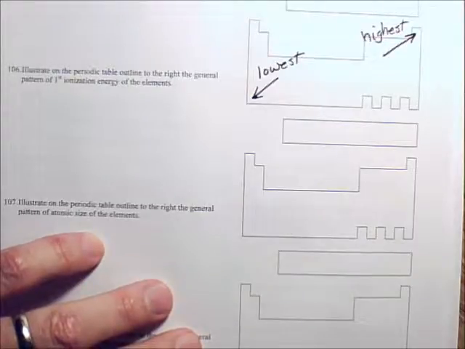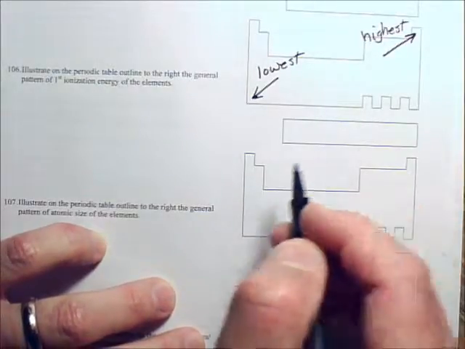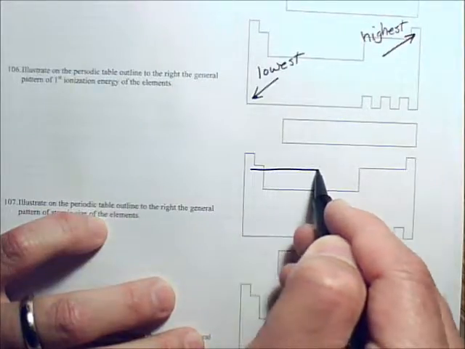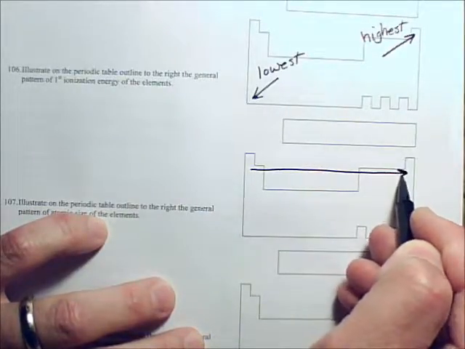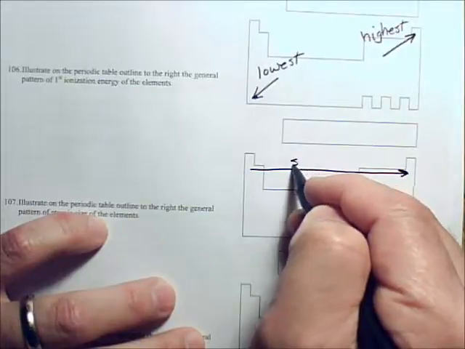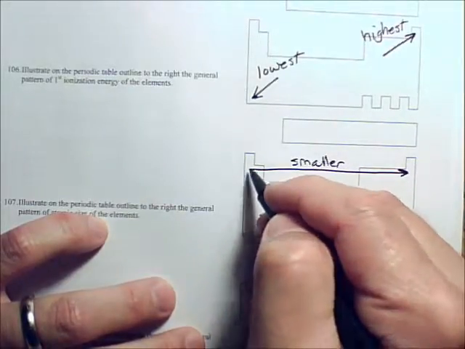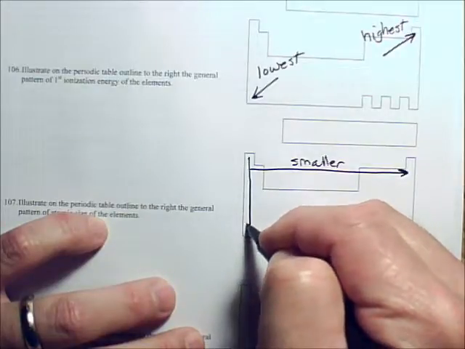Pattern of atomic size. Atomic size gets smaller as you go across any row of the periodic table. So it gets smaller in that direction. But it gets larger as you go down this way.